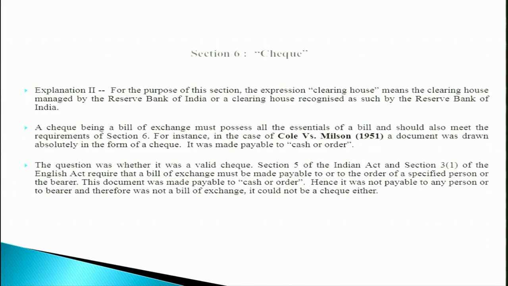Section 5 of the Indian Act and section 3(1) of the English Act requires that a bill of exchange must be made payable to, or to the order of, a specified person or the bearer. The document was made payable to cash or order, hence it was not payable to any person or the bearer. There was not a bill of exchange, so it could not be a check either. So if you make a document and write check on it and you say, okay, now I am making my check, that will not be acceptable.